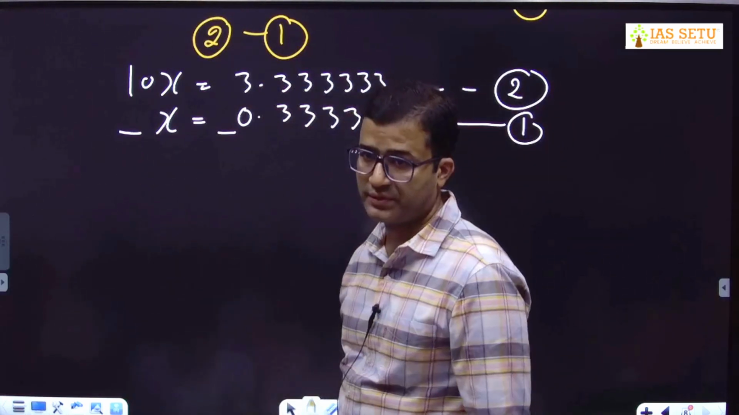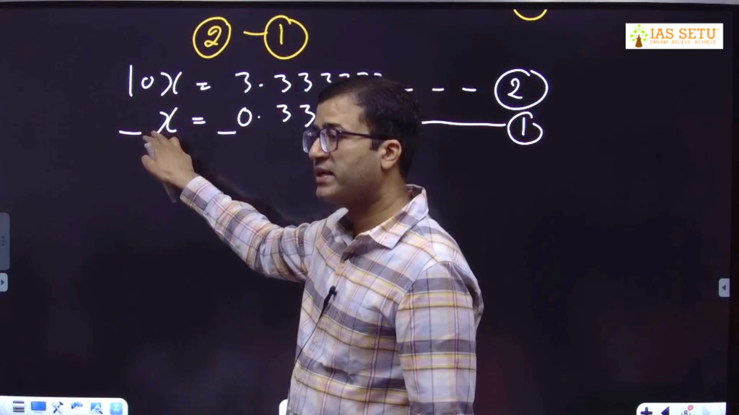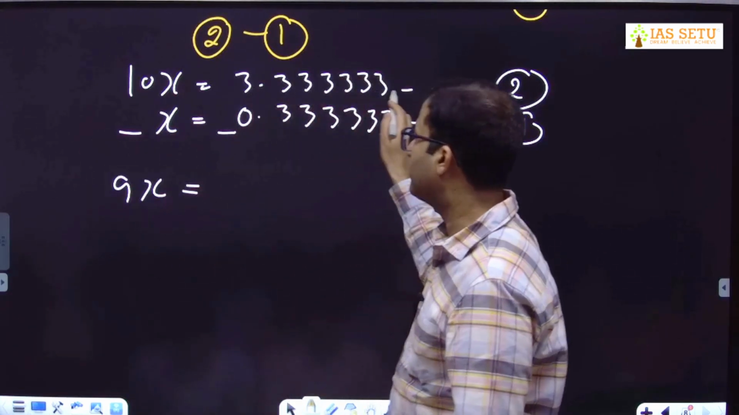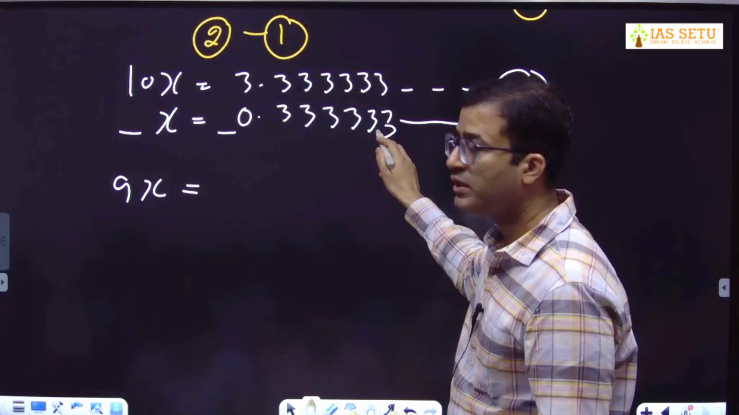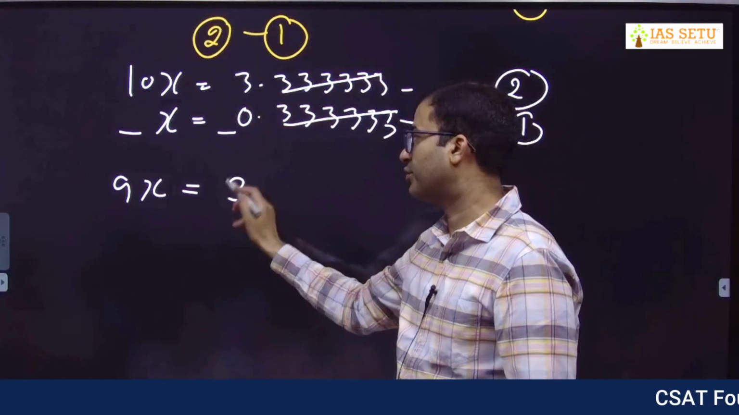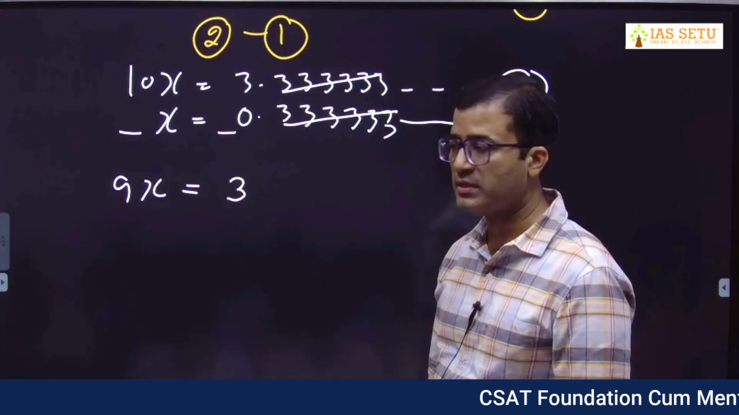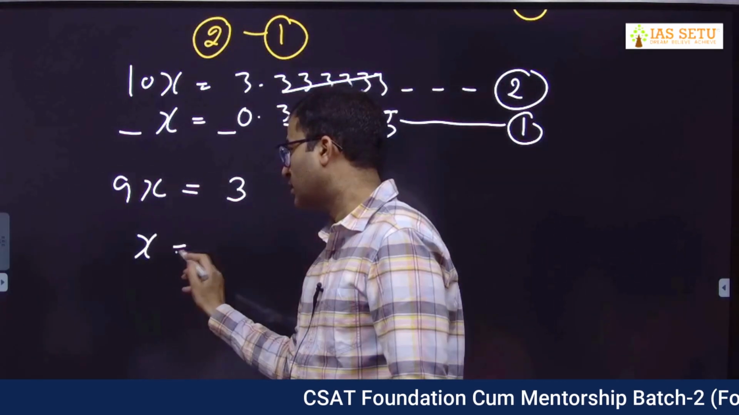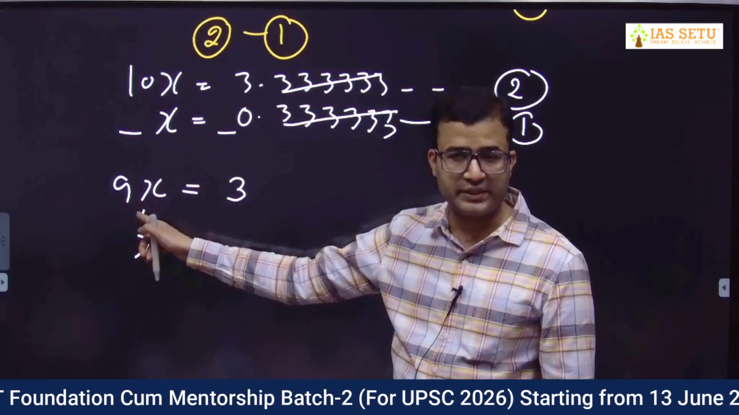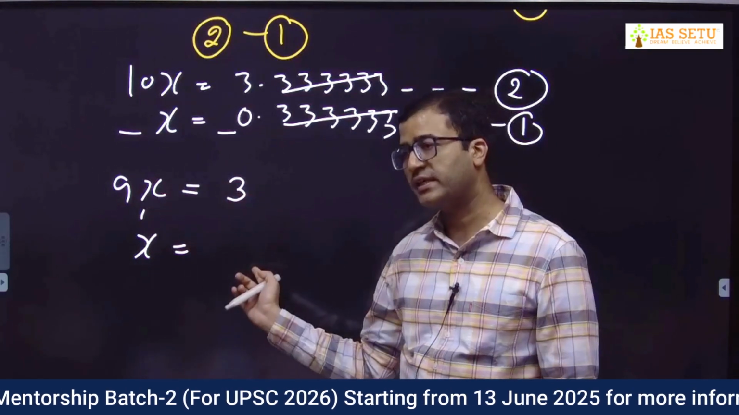Minus. What is 10x minus 1x? 9x. What is 3.333 minus 0.33? Part after decimal is exactly same. So 3 minus 0, and you get the answer. So what is x? Achha, one more thing. If on the left hand side this 9 is multiplied here, if you take it on the right side it will be divided.